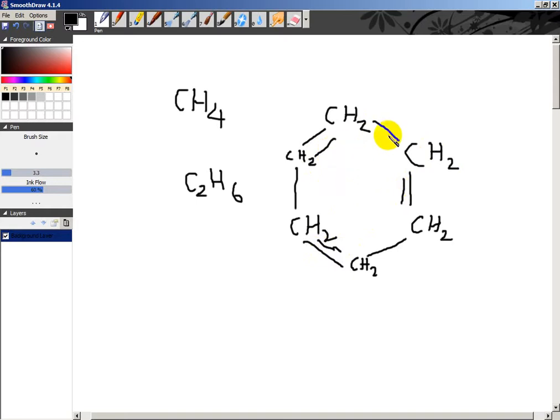Okay, this double bond, single bond, double bond, single bond, double bond, single bond. This is the benzene structure. We can write benzene this way. This is the hybrid structure. So we have understood benzene is a hydrocarbon, a carbon and hydrogen containing compound. This is the resonance structure of hybrid benzene.